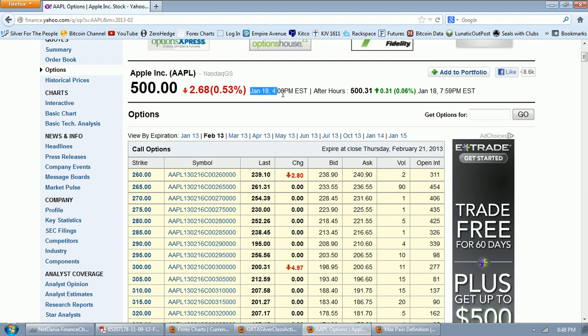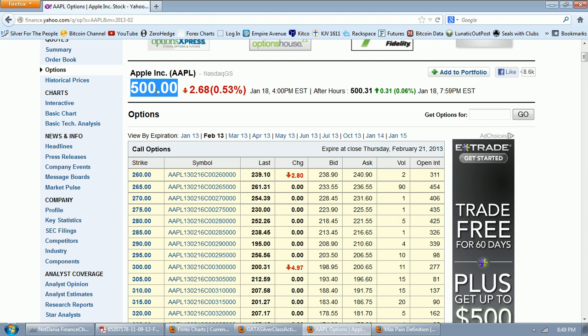So on that exact day, at that exact time, it closed exactly at that price, which made everyone who held call options in Apple Computer at 500 go worthless. Everyone who held put options on Apple Computer at the price of 500 on that date and time also went worthless, and all the people who sold those made a lot of money.